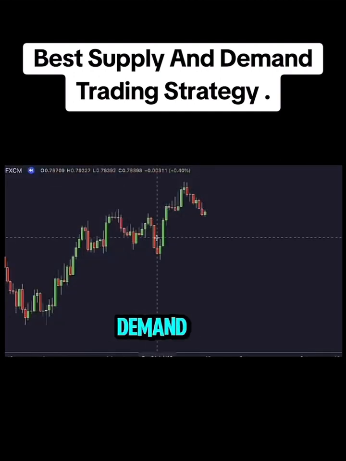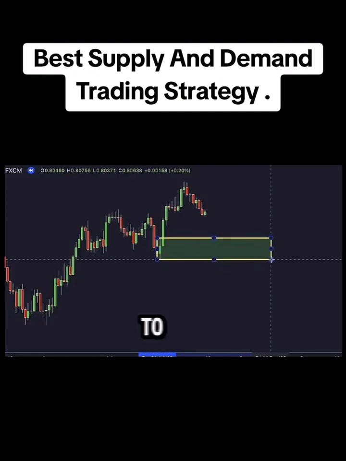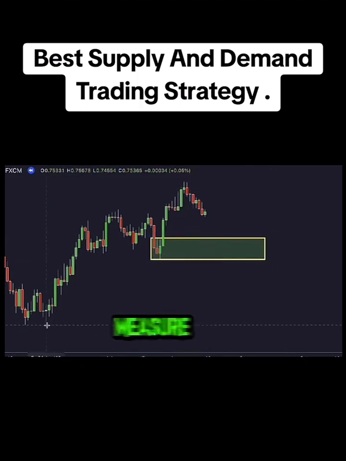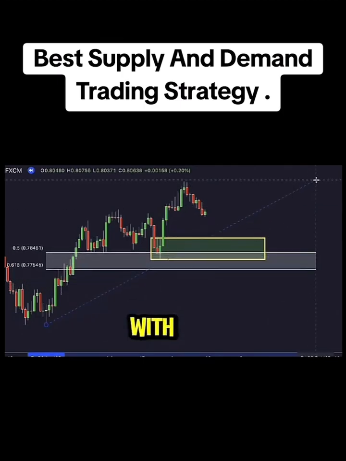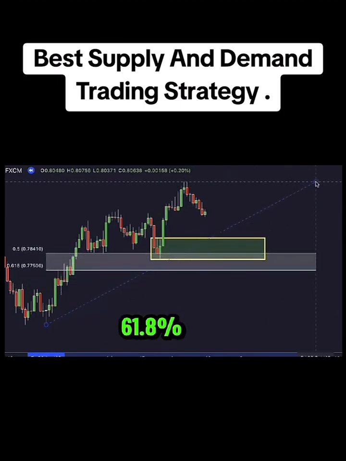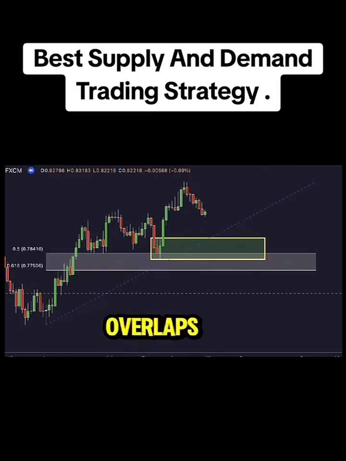Suppose you've identified a demand zone on your chart and you see that the price is beginning to pull back. Instead of jumping in immediately, you can use the Fibonacci retracement tool to measure the swing low to the swing high of the recent price movement. What you're looking for is alignment with the 50% or the 61.8% retracement level. When your demand zone overlaps with one of these Fibonacci levels, you've found a golden zone.